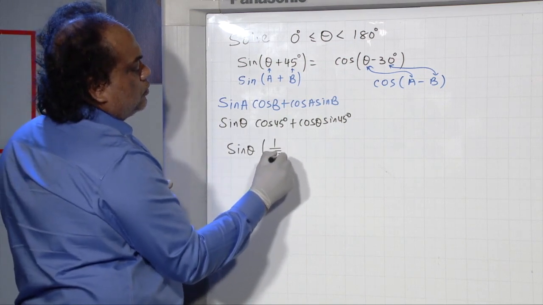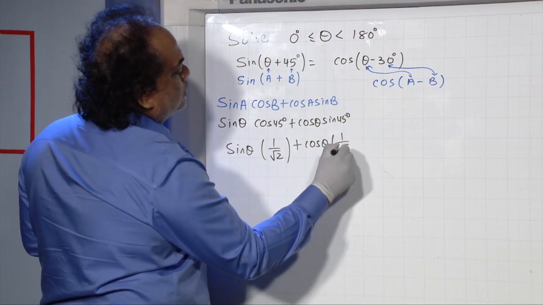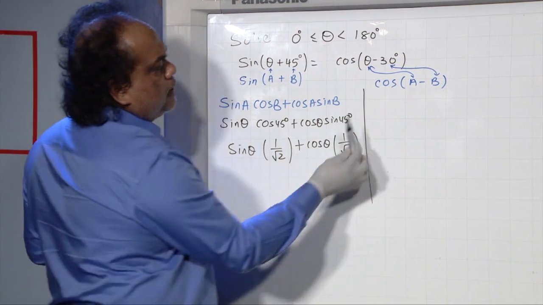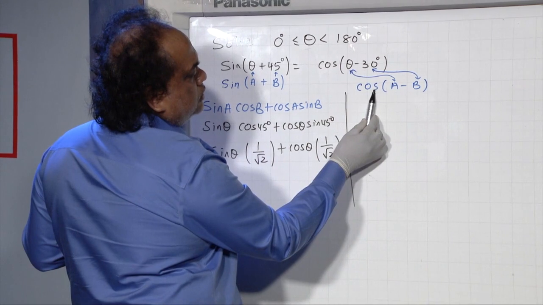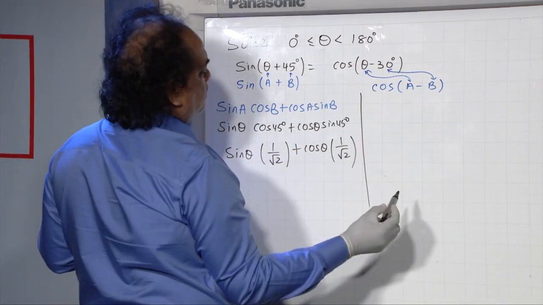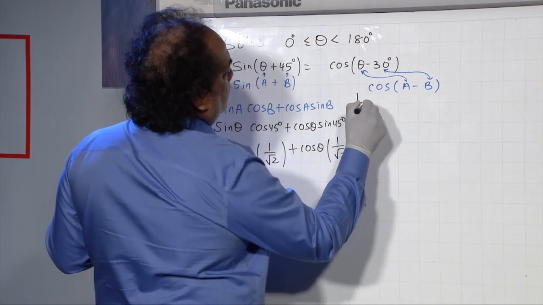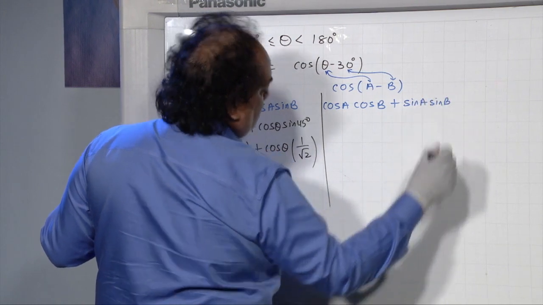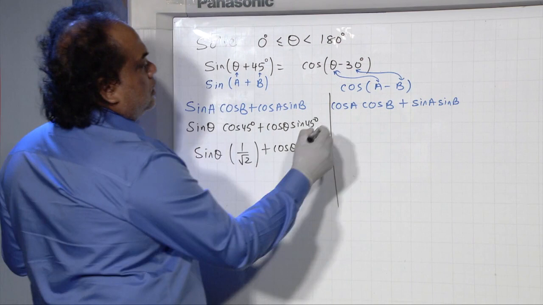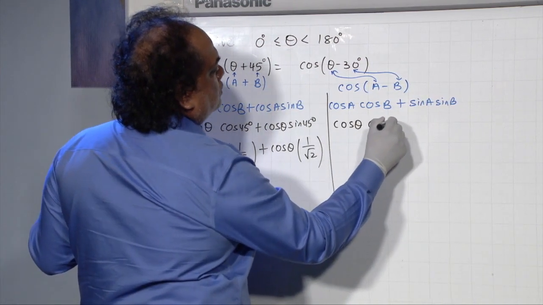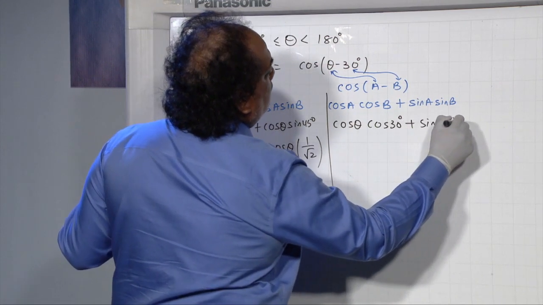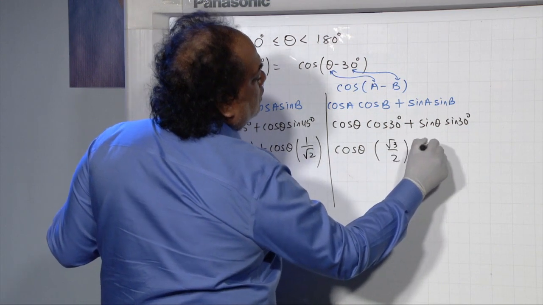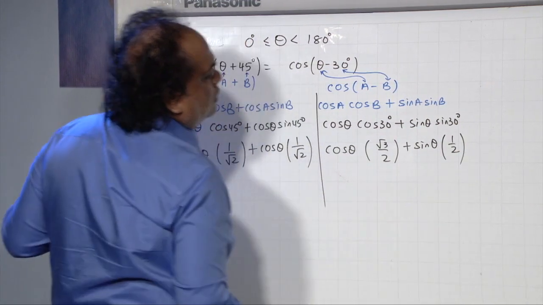Cos 45 is 1 over root 2. Sin 45 is 1 over root 2. Sin A cos B plus cos A sin B. When we look at the right-hand side, the best match from what we knew in the addition formula and what is given in the question is cos A minus B. If we simplify it, it becomes what? Cos A cos B plus sin A sin B. So, cos theta cos 30 plus sin theta sin 30. Cos 30 is root 3 over 2. Sin 30 is half.